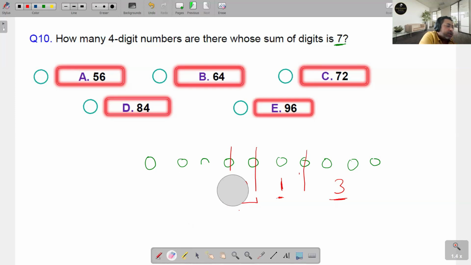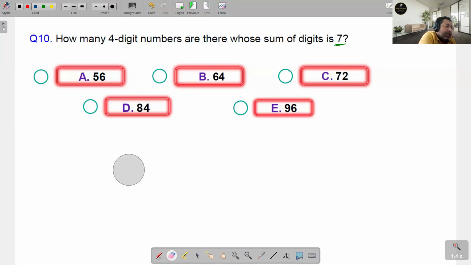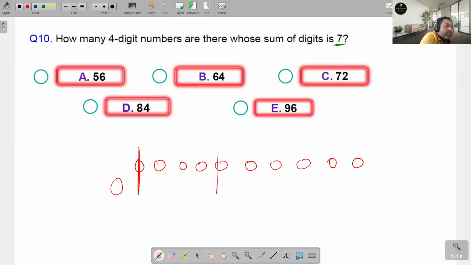Given this fundamental, we also need to understand that you cannot have a separator at the first position. As I said, if you have this one as the first separator, then the first digit becomes 0. Then you get a number like 0, 3, 2, 2. Although the digit sum is 7, this is not a 4-digit number. This is actually a 3-digit number, right? So you cannot have a separator on the first one.